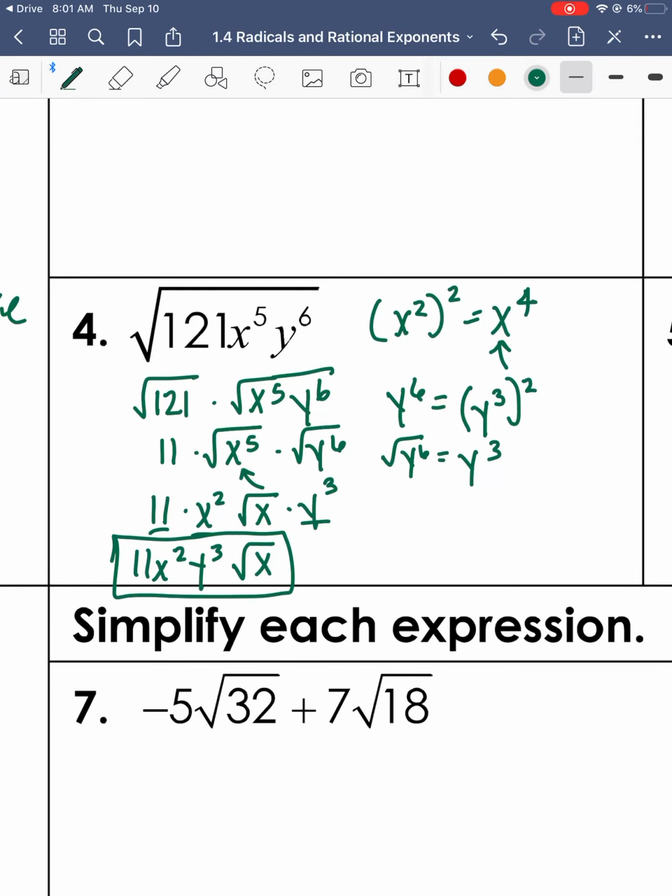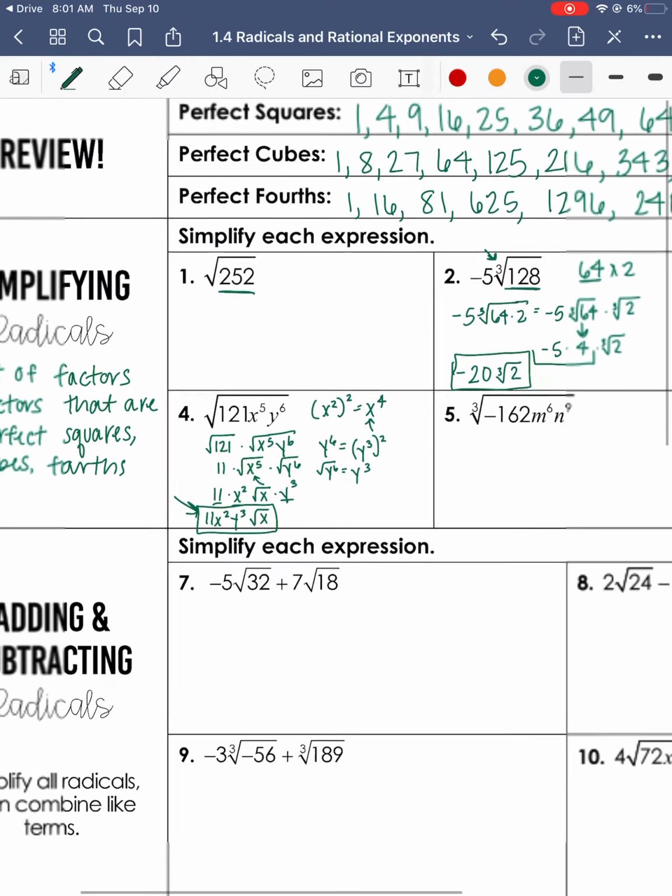Okay, so really any even exponent on a variable can be pulled out. And if you have an odd exponent, you're just going to leave one of those variables under the radical and then pull the rest of them out. Basically divide the exponent by 2, and that's what your number will be outside. Okay?